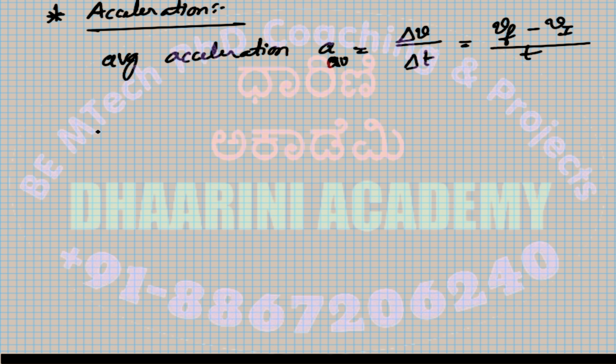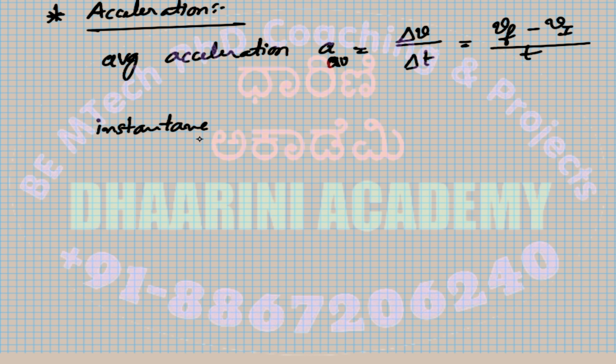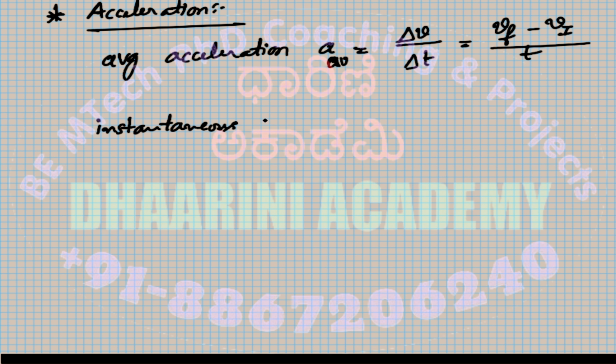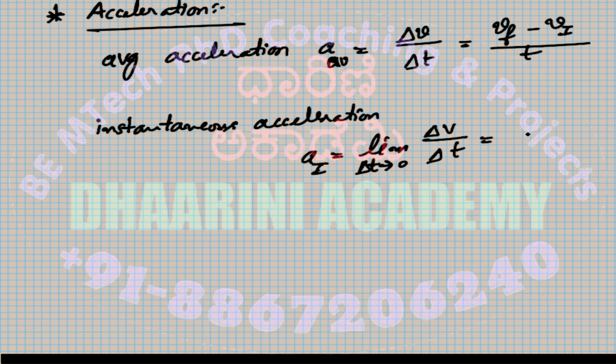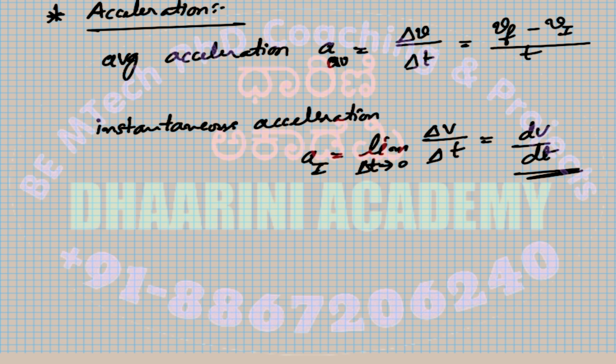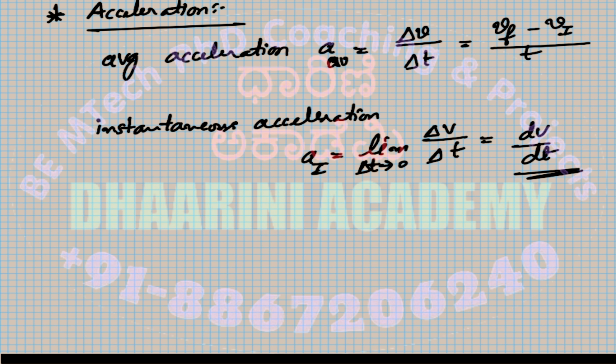Okay, and the second one is called the instantaneous acceleration. That is ai, equal to, apply the limit delta t tending to 0 of delta v by delta t, which is nothing but dv by dt. You differentiate velocity with respect to time. The first derivative of velocity with respect to time is called the acceleration. Let's go for a problem.